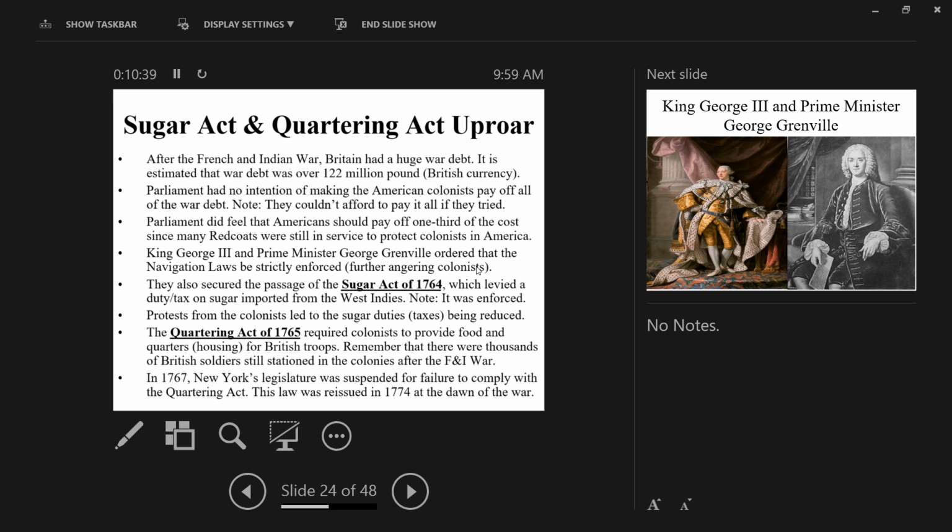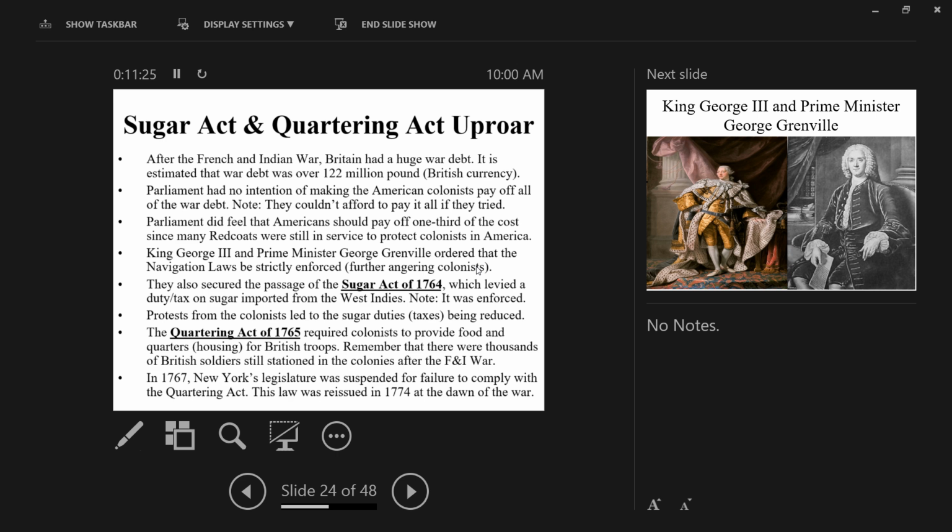And they also are going to pass the Sugar Act of 1764. This is the first tax passed after the French and Indian War. What this tax will do, it'll be a tax levied on sugar imported from the West Indies. Interestingly enough, this tax was actually less than the Molasses Act tax. However, this tax was more offensive because in most cases, the Molasses Act tax was not all that heavily enforced. This tax was enforced. And remember, this upsets people because you need a lot of sugar to make what?